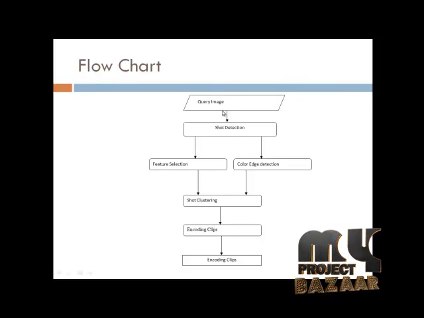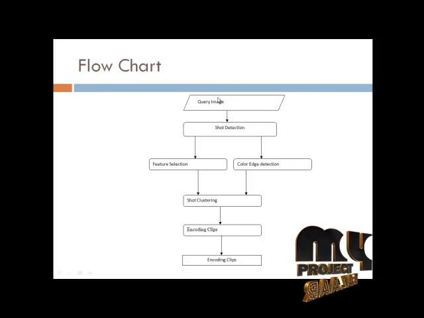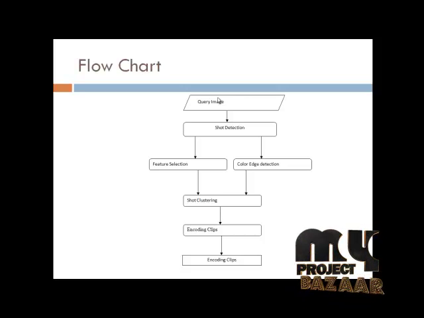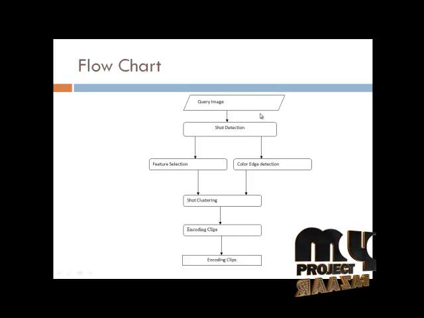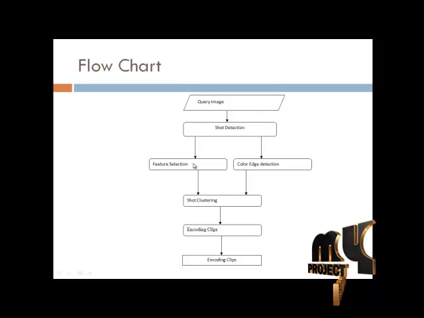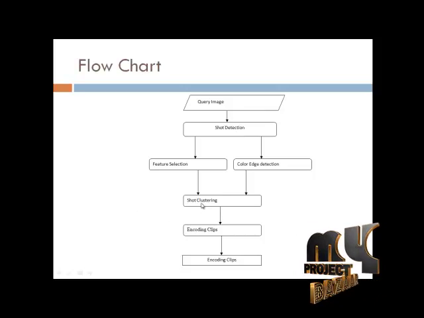The flow chart starts with the query images. We have the query images and the clip images included. Only 5 images are uploaded as the clip images. The set of 5 images is included as the image query. For the image query, shot detection is mentioned with two types: feature selection, and color and edge detection. The shot detection leads to clustering formation.